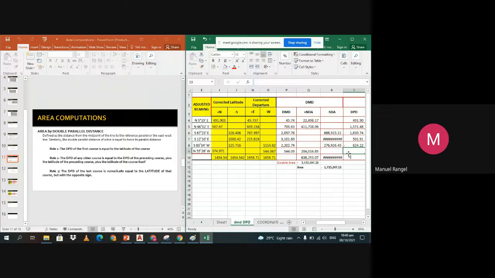Okay. Then next, that is the DPD of the preceding course minus the latitude of the preceding course plus the latitude of the course itself. So it is positive because it is north. Okay, negative 374.97.